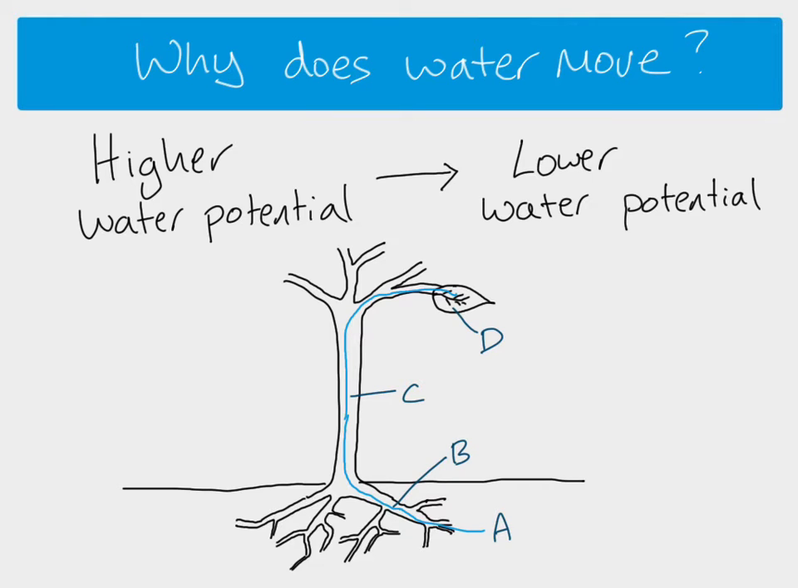From D, so once the water is in the leaf, the water then evaporates into the air spaces in the leaf, and then it will move by diffusion from the airspace out into the air. So for that to happen, that means that the water potential in the air has to be lower than the water potential in the leaf. So always think about this. If water is moving through a plant, then it must be moving from higher to lower water potential.